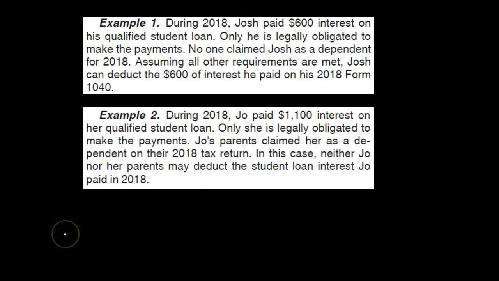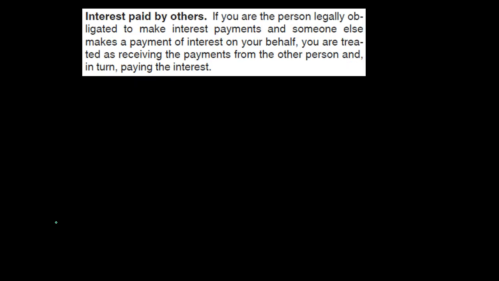Next example. During 2018, Joe paid 1,100 interest on her qualified student loan. Only she is legally obligated to make the payments. Joe's parents claim her as dependent on their 2018 tax return. In this case, neither Joe nor her parents may deduct the student loan Joe paid in 2018. So Joe can't take the deduction in this case because she's being claimed as the dependent on her parents' tax return, and we saw that that's going to be one of the restrictions for it.